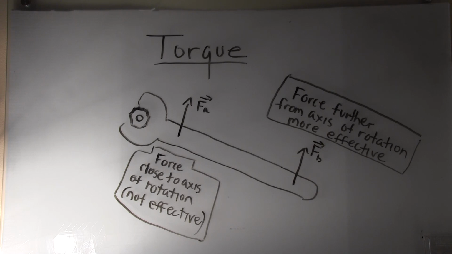You see in our diagram, FB will be more effective than FA. This quantity that measures the tendency of a force to cause a change in a body's rotational motion is called torque.